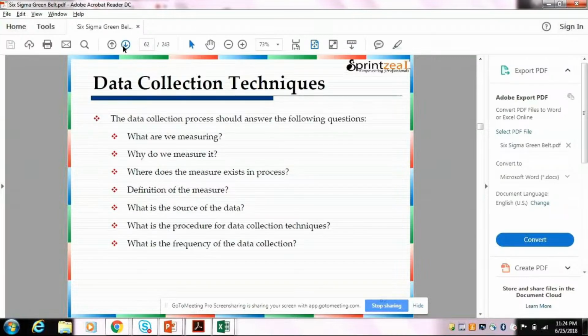So there are various data collection techniques. One technique is this data collection plan that I showed you, wherein you can clearly categorize and mention what we are measuring and why we measure it. You can use check sheets to collect the data. You can prepare a time and motion sheet, which you give to the processor who would fill in the time and motion to collect the data and give it to you.